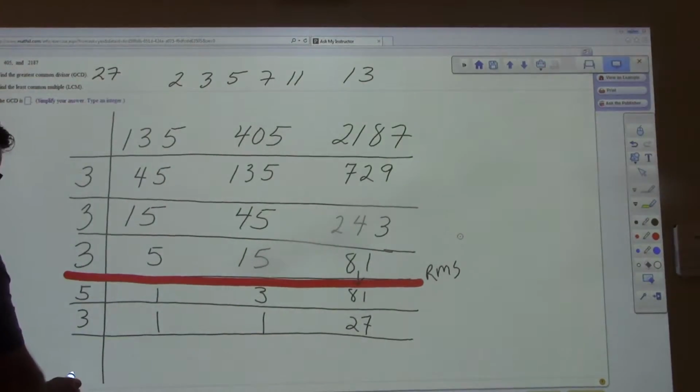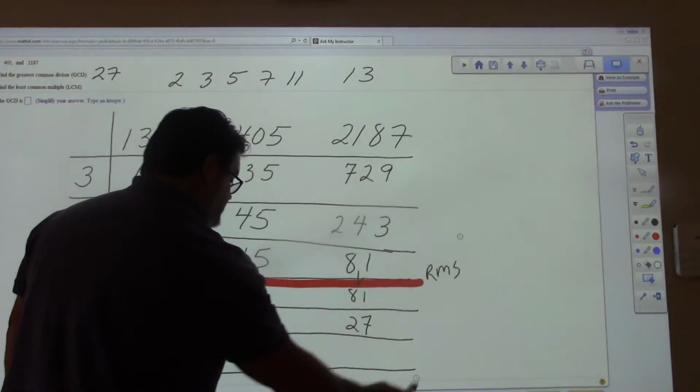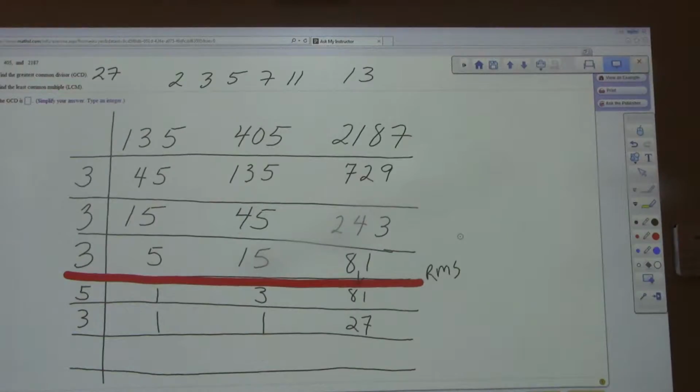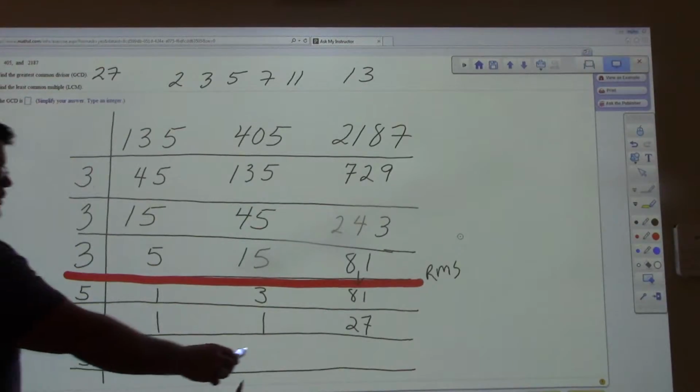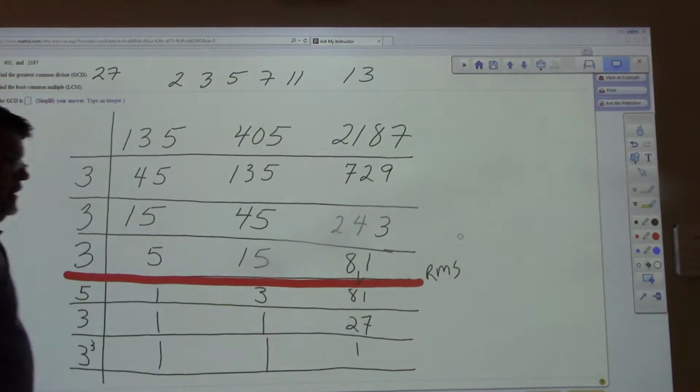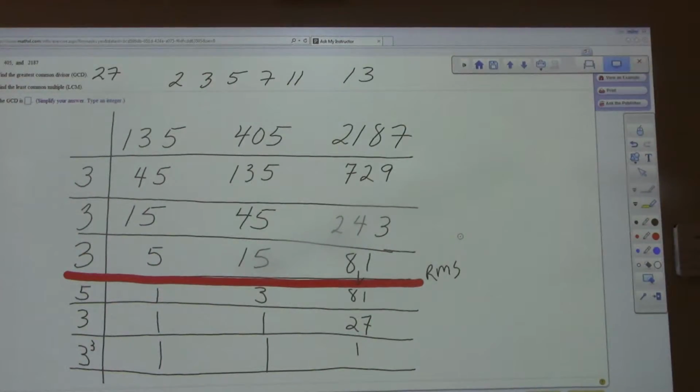And at this point, if you know that 3 to the 3rd power is 27, you can put 3 to the 3rd power right here. And that'll give you a 1, a 1, and a 1. I was running out of space. So you got 3 3s here, 4, 5, 6, 7. So 3 to the 7th power times what? Which is a big number.